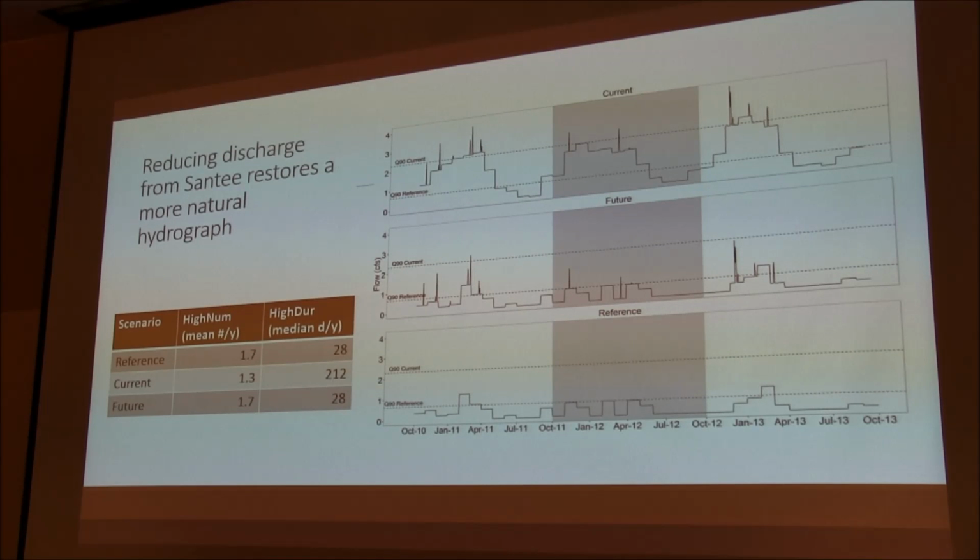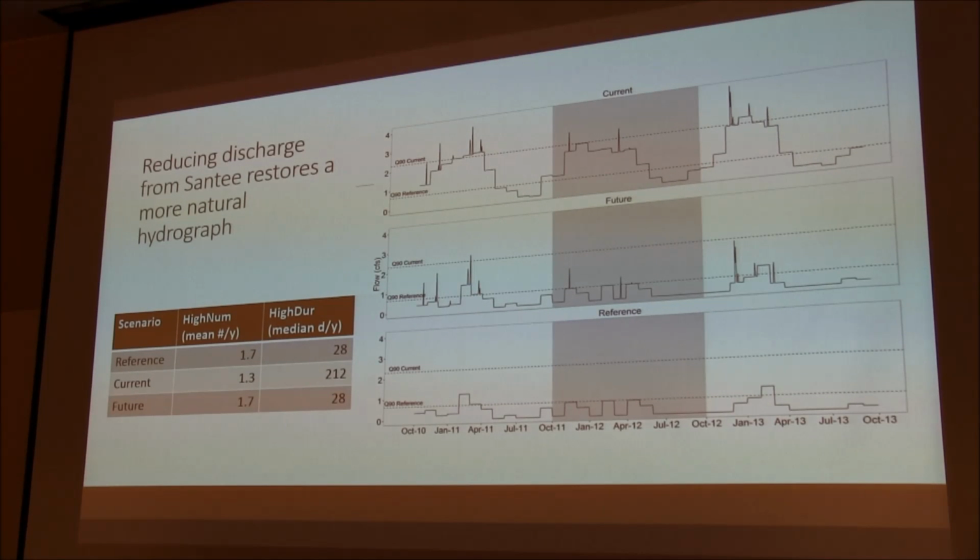So Santee Lakes is a reservoir near San Diego. It discharges into Sycamore Creek, and there's discussion about redirecting that water use to other purposes, for example, supplementing the drinking water. And we wanted to know what the impact of that reuse of water would be on one of the sites downstream.